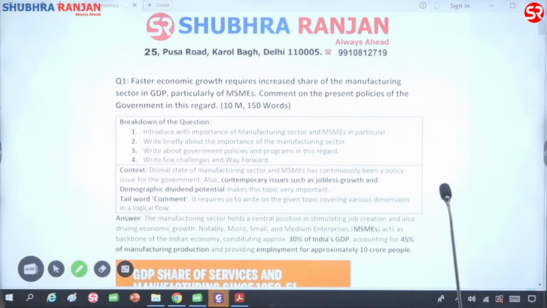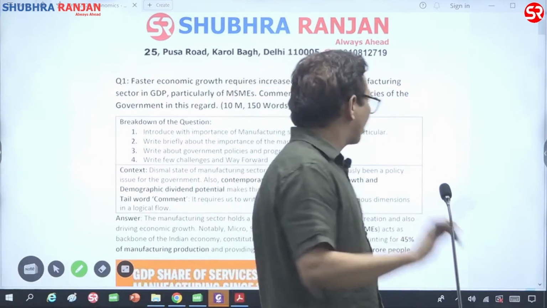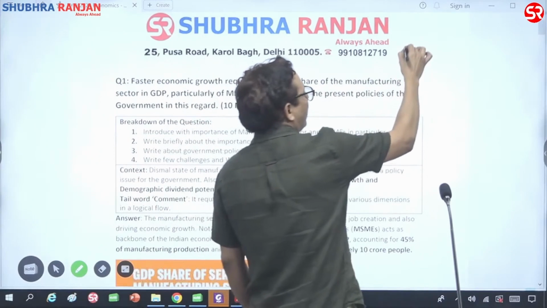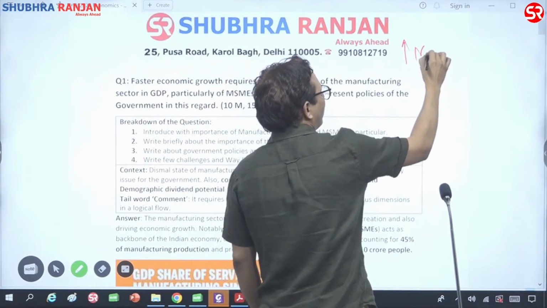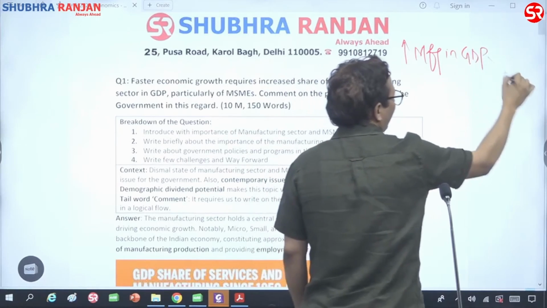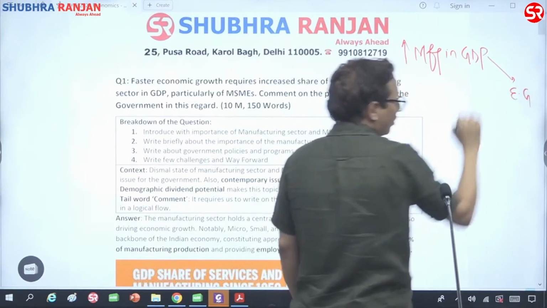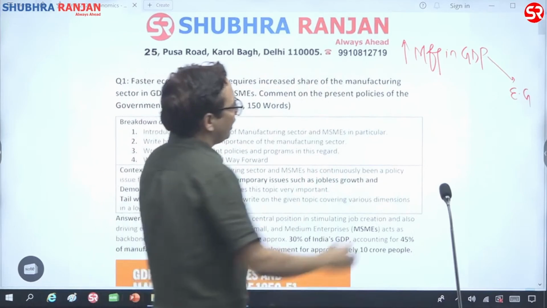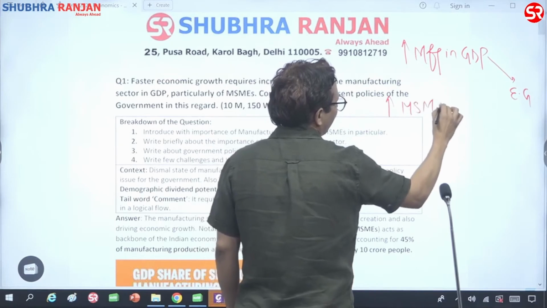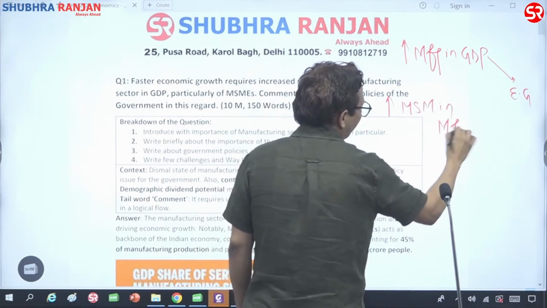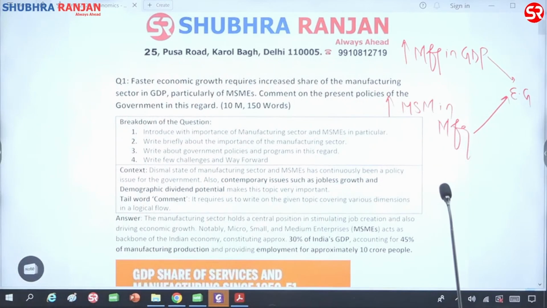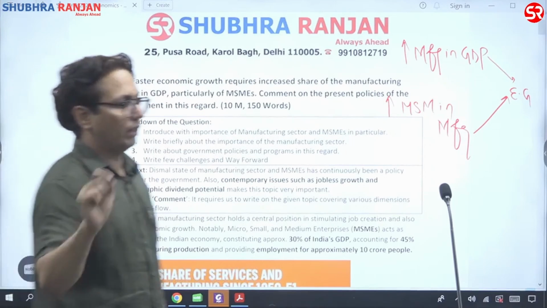So the first thing is, you need to understand what the question is. Question kya kehta hai? The question says that increased share of manufacturing in GDP is required for economic growth. Second, increased share of MSME in manufacturing is required for economic growth. So we need to think along these lines only.